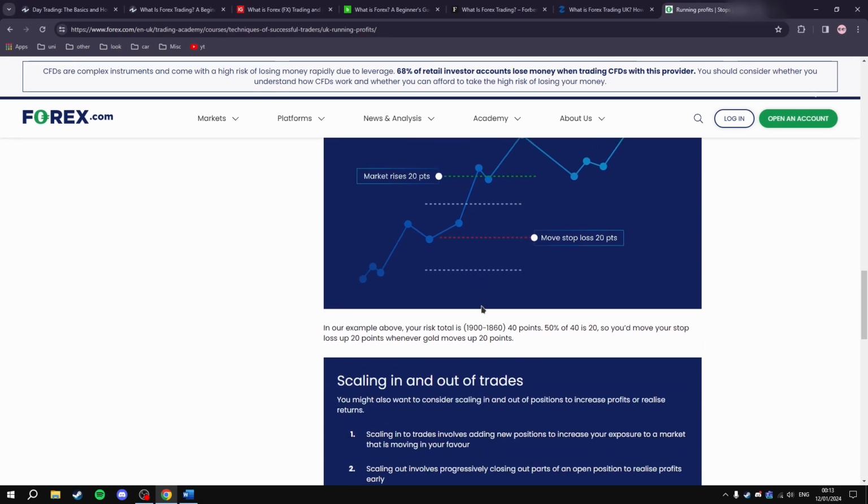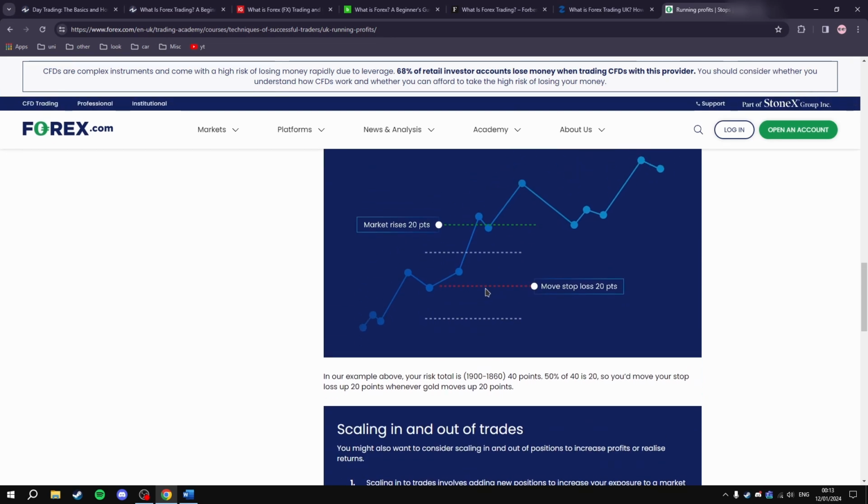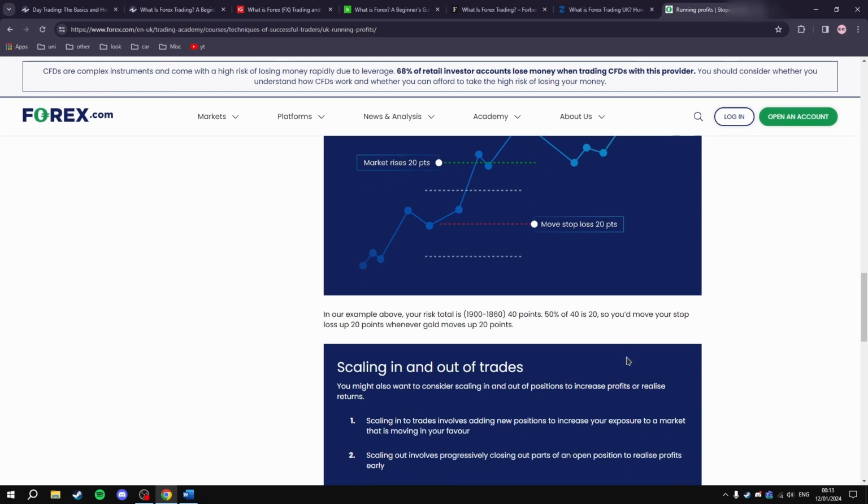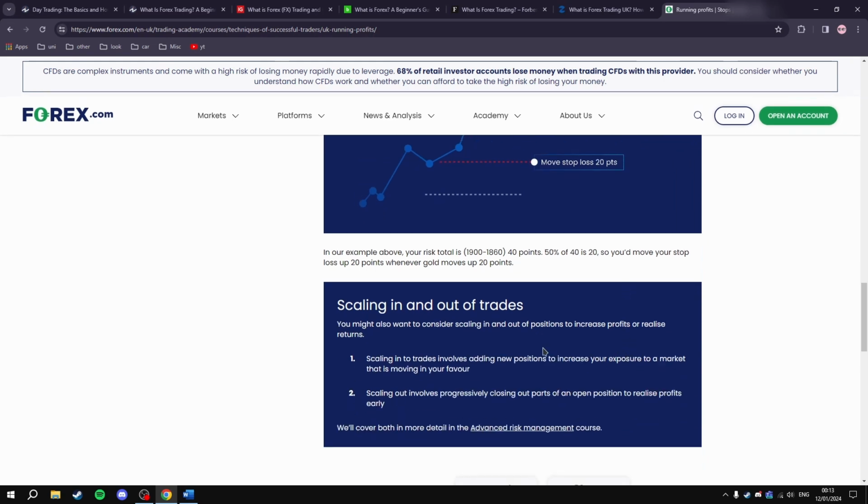In our example above, your risk total is 1900 minus 1860, so 40 points. 50% of 40 points is 20, so you move your stop loss up 20 points whenever gold moves up 20 points.